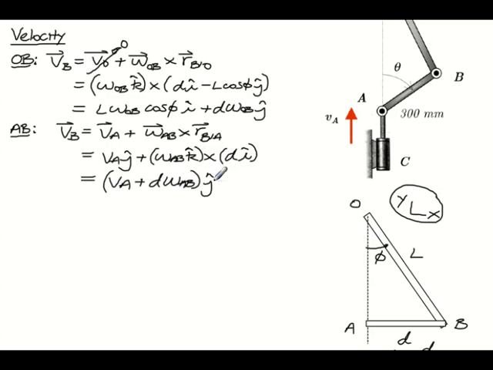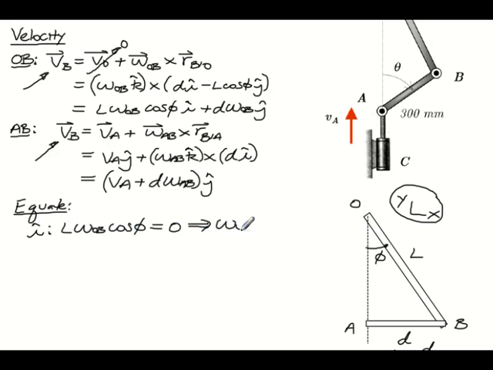Okay, so what I have are two vector expressions: a vector expression for VB for link OB, and a vector expression for VB using link AB. They've got to be the same thing. So if I equate these and then balance out my coefficients for i and j, let me do i first. If I balance out i, there's an L omega OB cosine phi from the first equation. The second equation, there is no i component. So it says right away that the angular velocity of link OB is a 0.